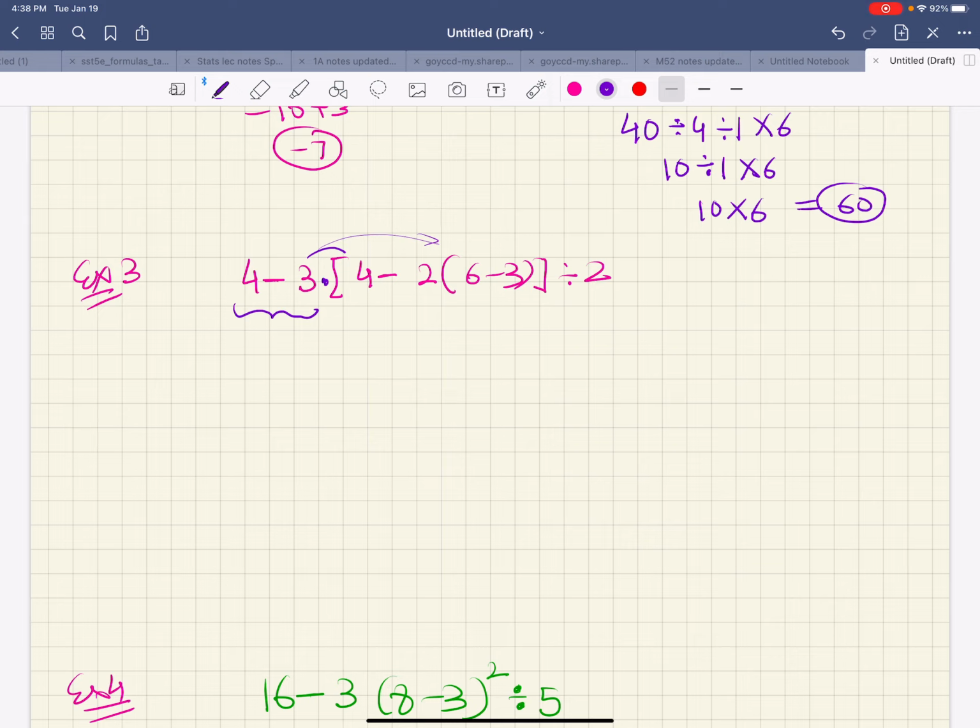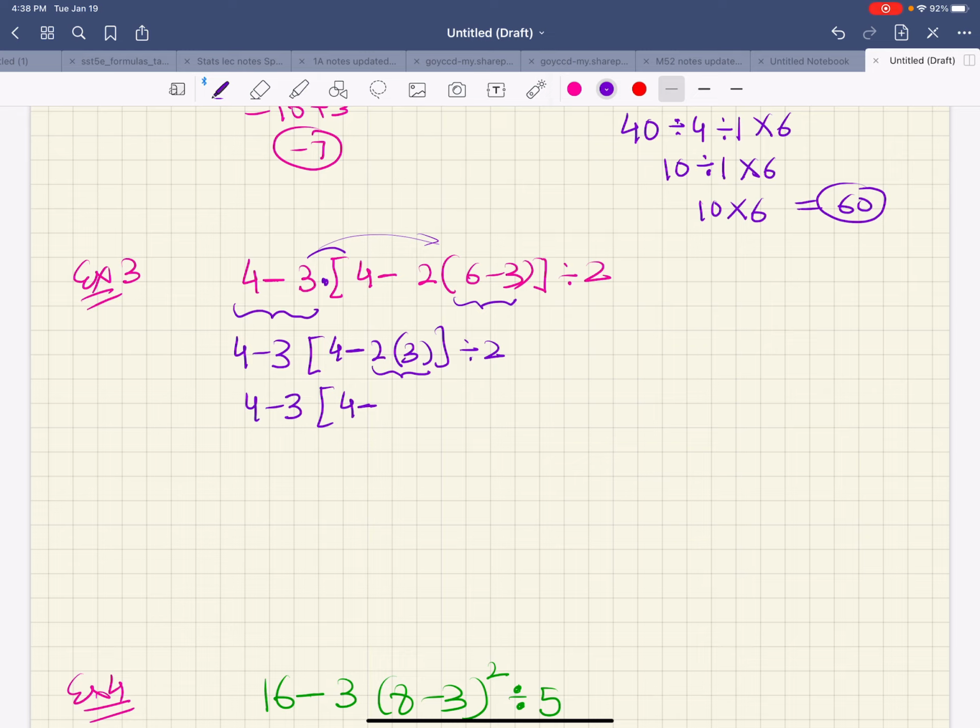So PEMDAS says first do the parentheses. So I'm going to start with the parentheses. And inside the parentheses, there's further parentheses. So I'm going to start with the innermost parentheses first. 4 minus 2 times 6 take away 3 is 3, divided by 2. 4 minus 3 and 2 times 3.